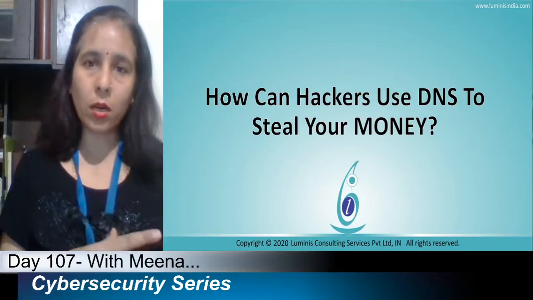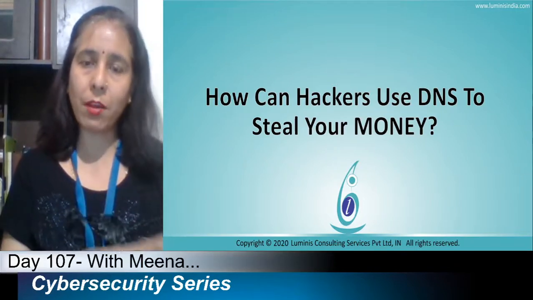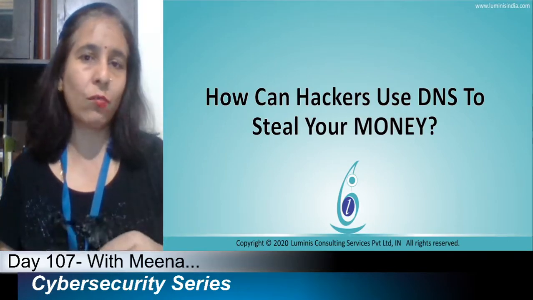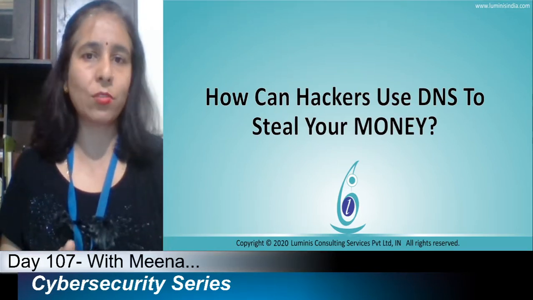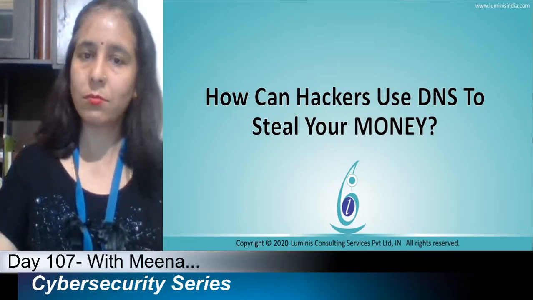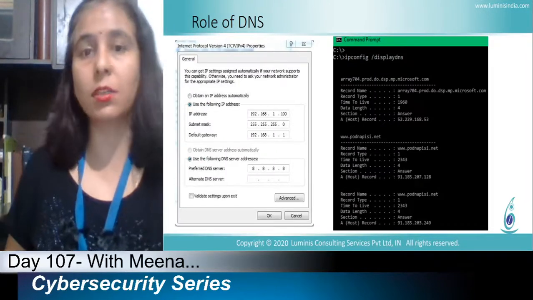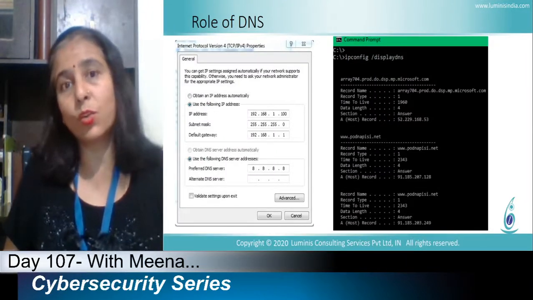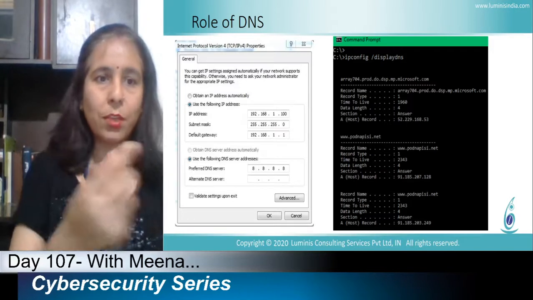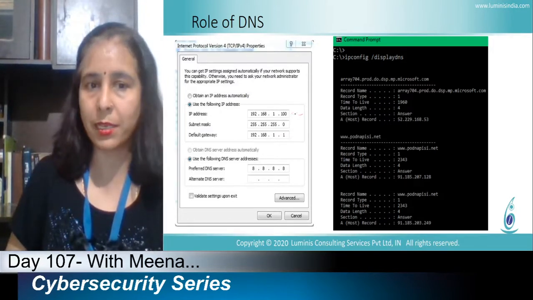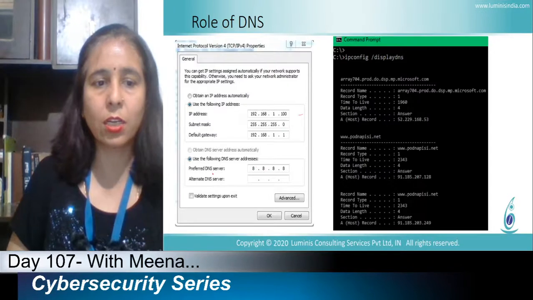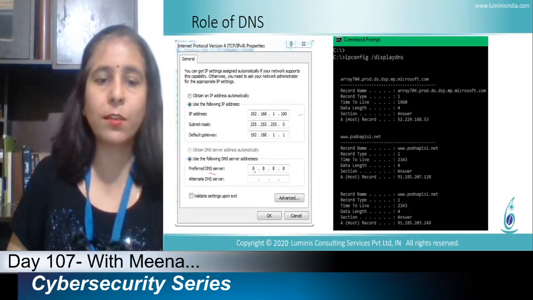It converts whatever URL we enter on our web browser into the IP address and tells us, yes, this is the IP address of the particular destination we are looking for. Today I will discuss how hackers can use DNS to steal your money. In the case of Windows, for example, an IP address is assigned to our machine, and here is the DNS server name, for example 8.8.8.8.